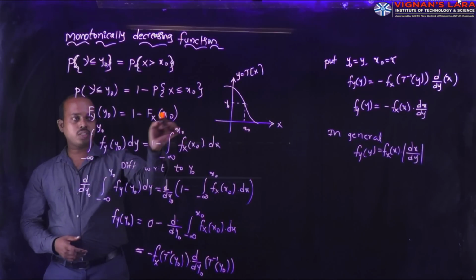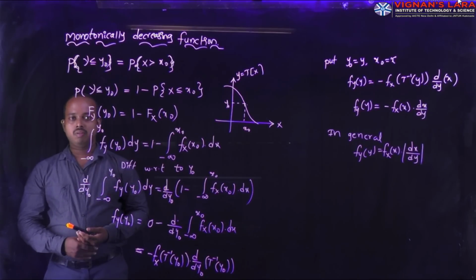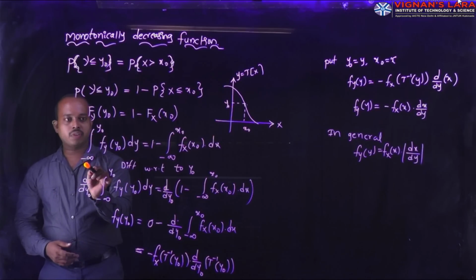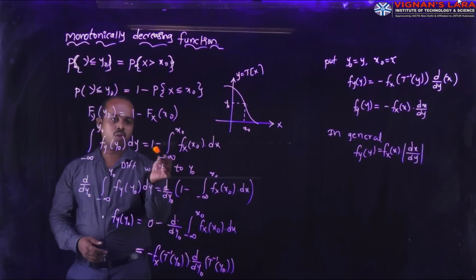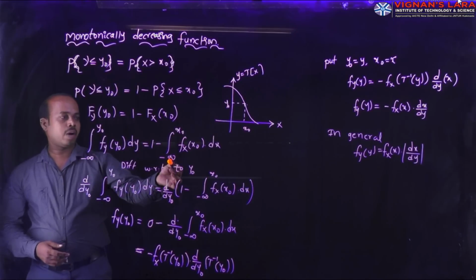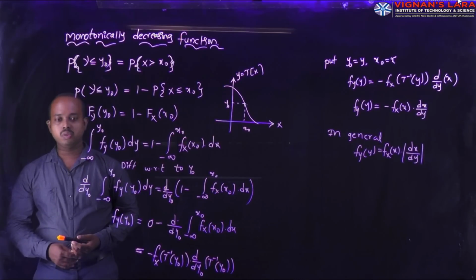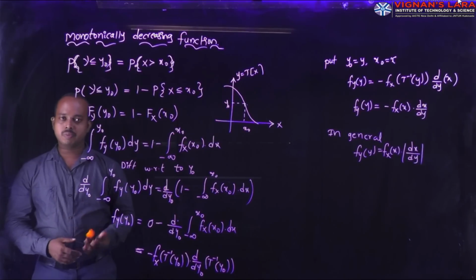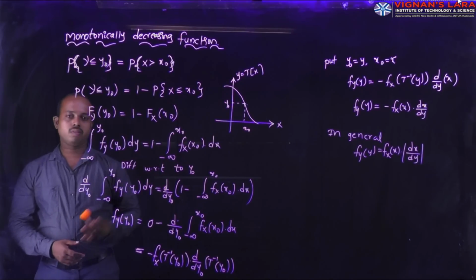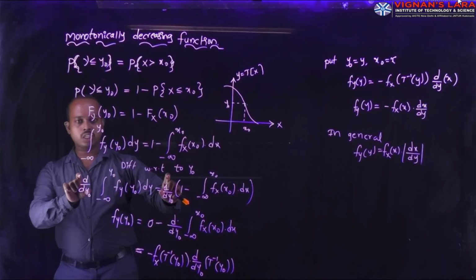Then we can represent these distribution functions by their corresponding density functions. For that, we write the integral from minus infinity to y naught of f_Y of y dy is equal to 1 minus the integral from minus infinity to x naught of f_X of x dx. In these quantities, we apply the differentiation with respect to y naught on both sides.